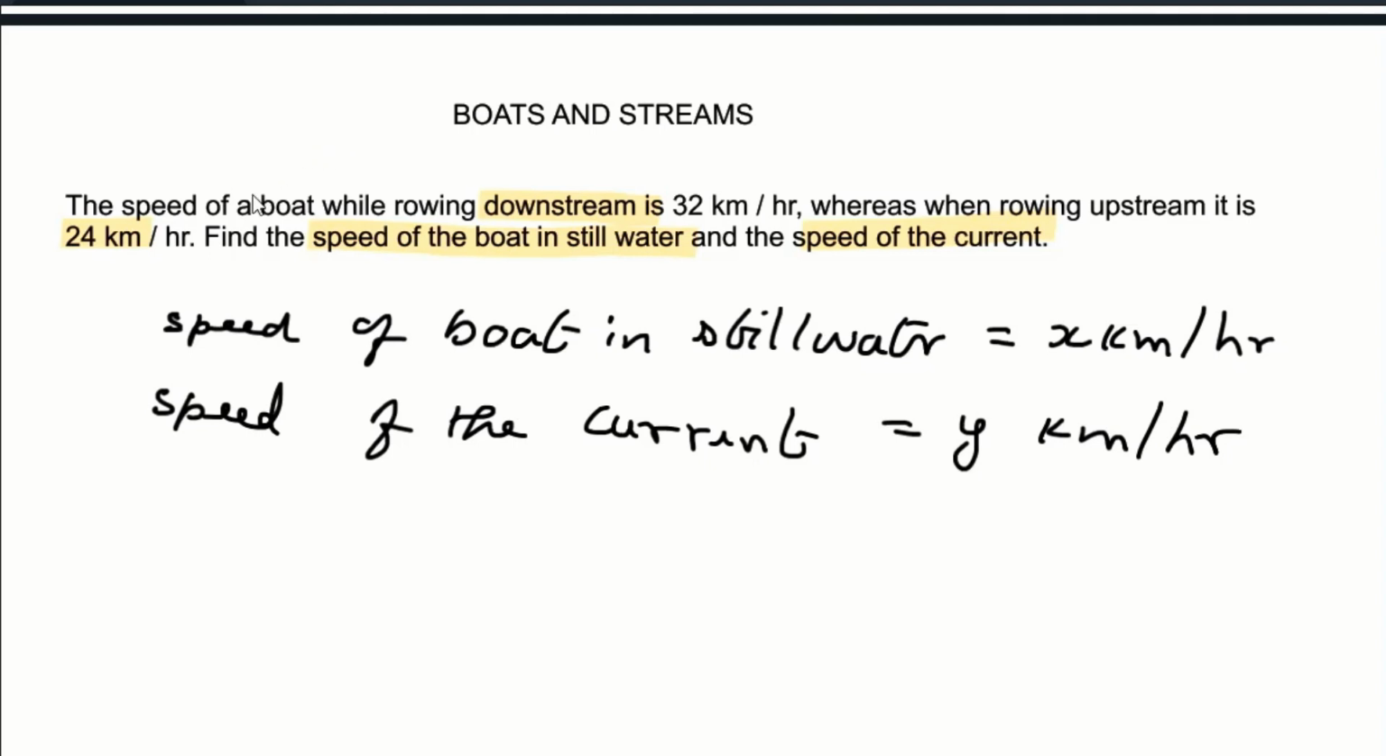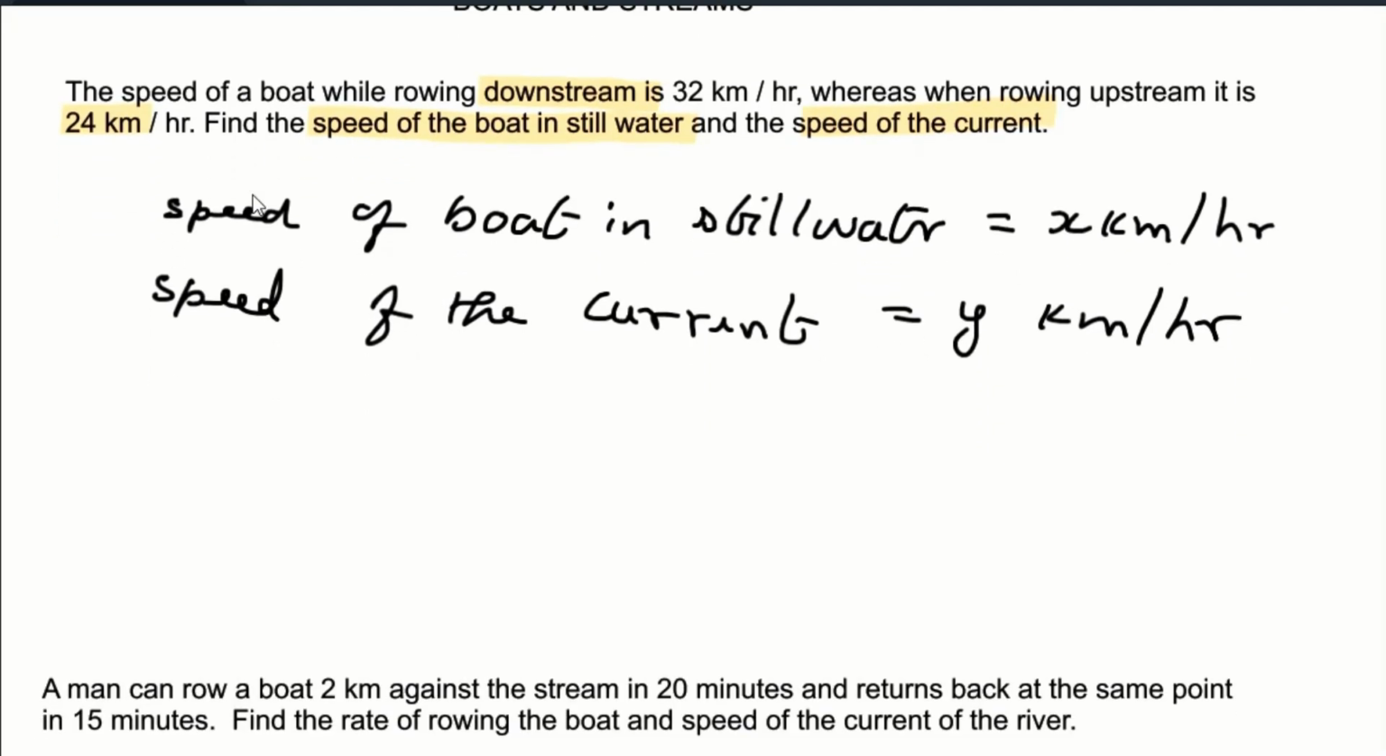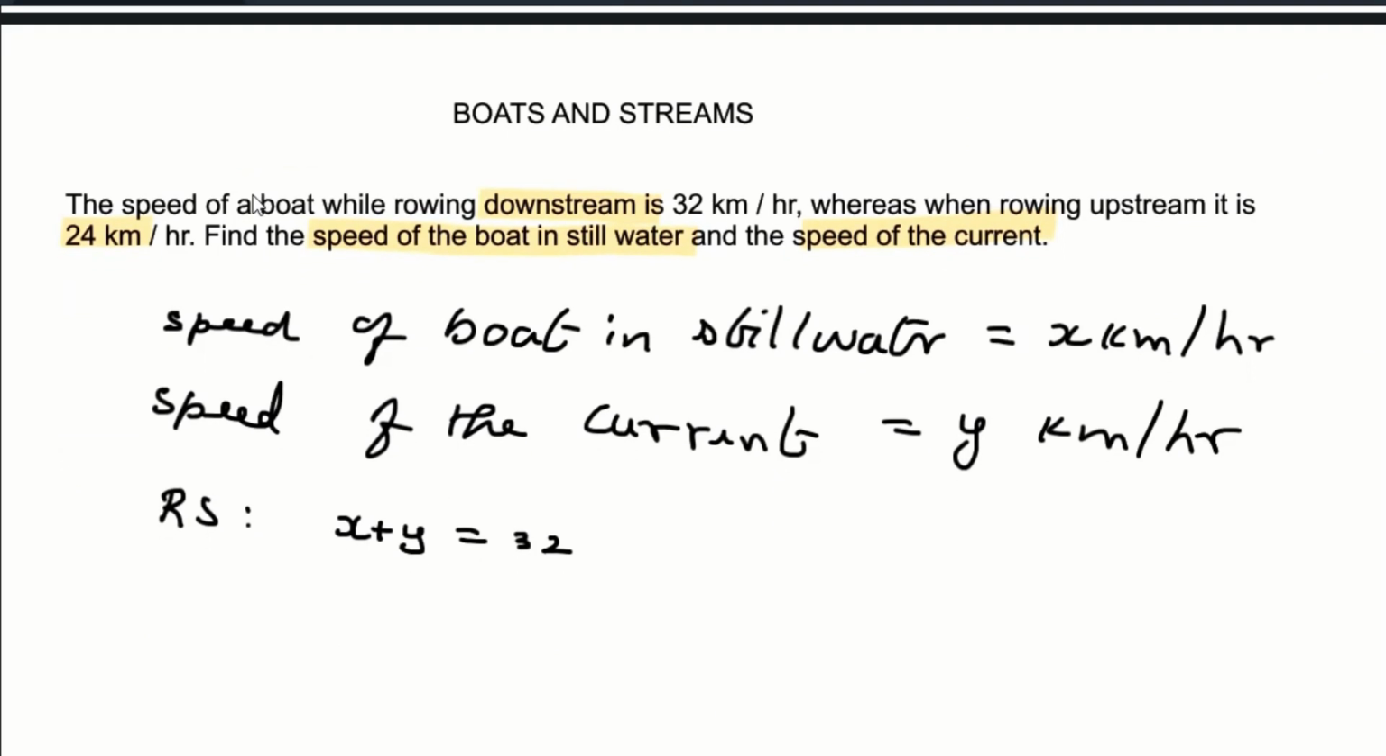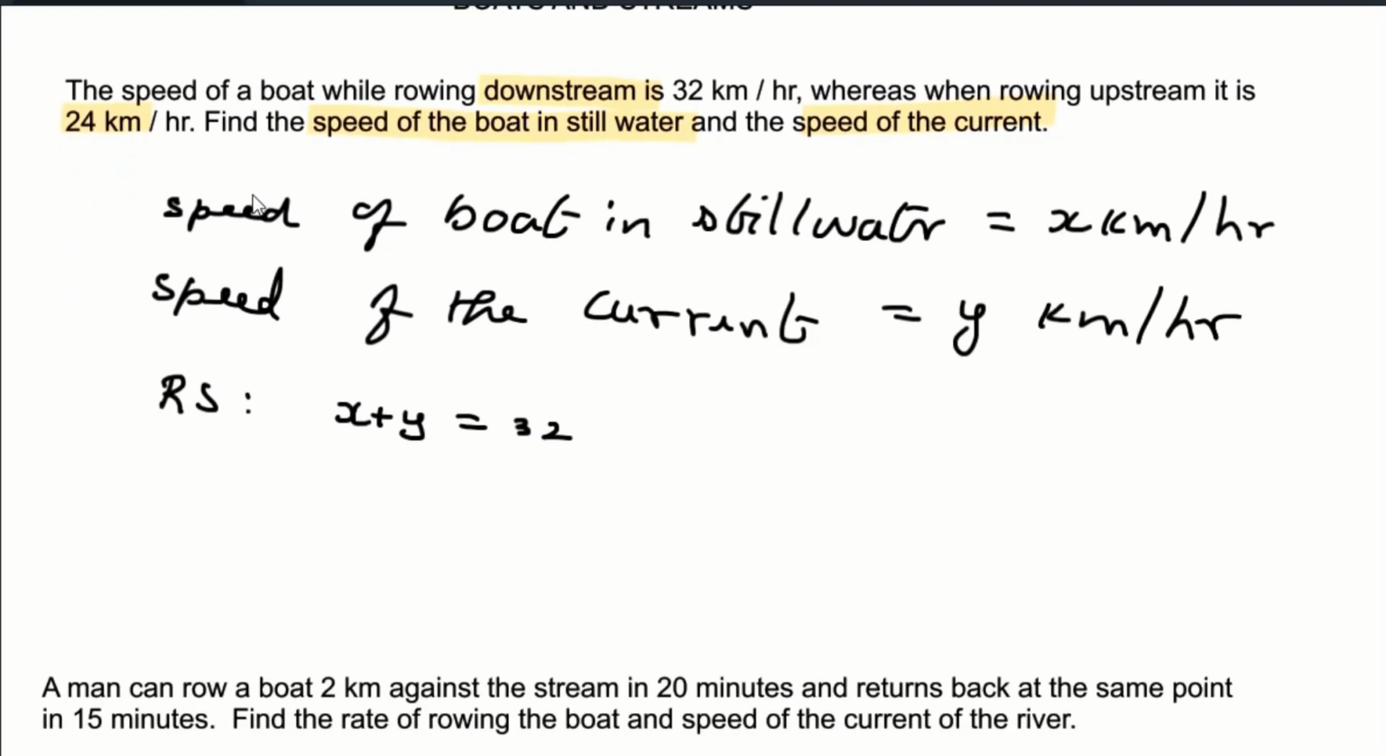Now, what is the relative speed downstream and upstream? Relative speed downstream is x plus y, and upstream it is x minus y. Now what is given? Relative speed downstream, that is x plus y, is the speed that is given as 32. So I have written x plus y is 32. And rowing upstream, the speed is x minus y, which is 24.